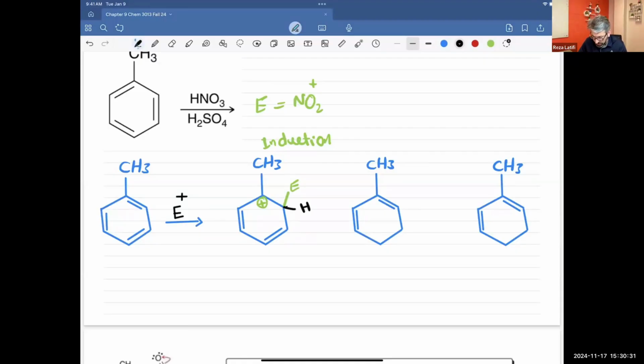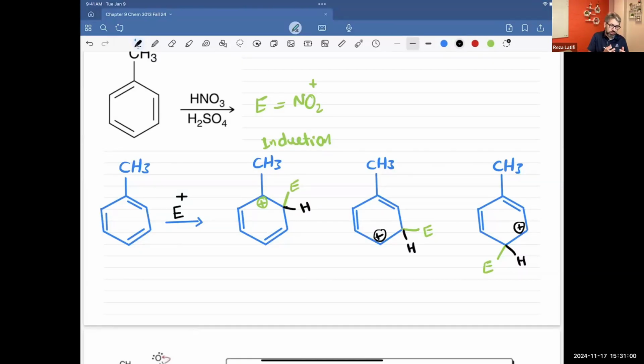Okay, that's one case. If we attack the meta position, the electrophile will be here. Hydrogen is going to be there. The positive charge will be on this carbon. And if we attack the para position, the electrophile will be here, hydrogen attached to the same carbon. Now we have a positive charge there. Question is, which one of these is the best carbocation?